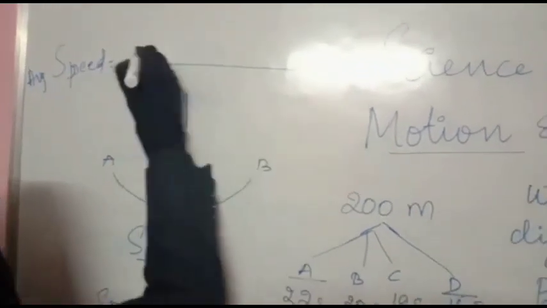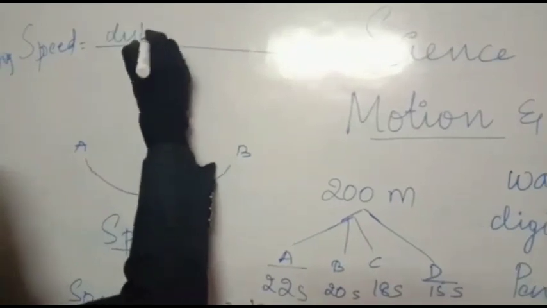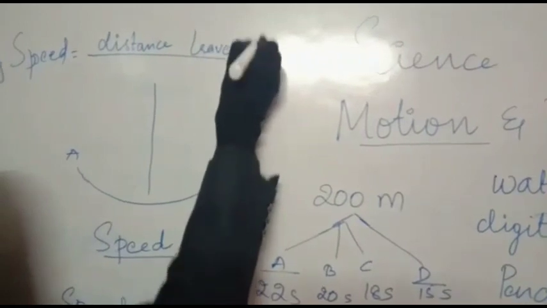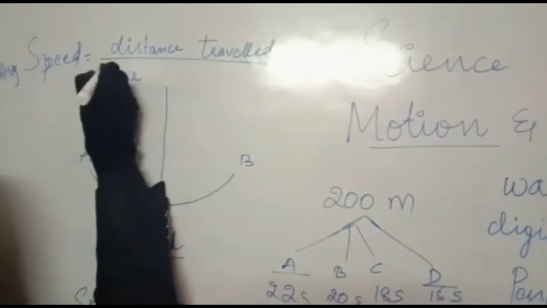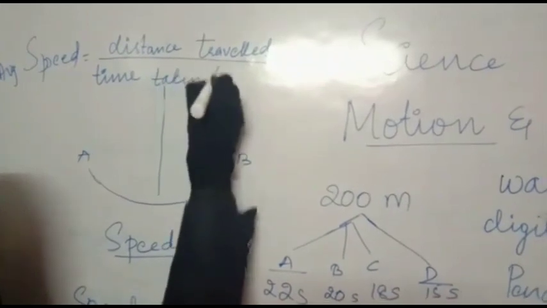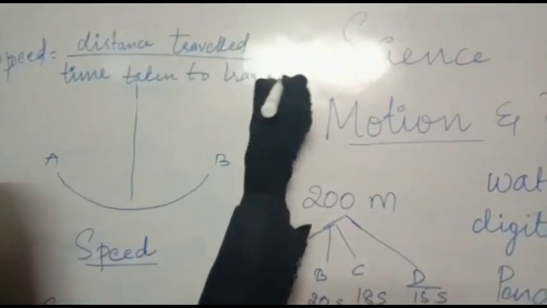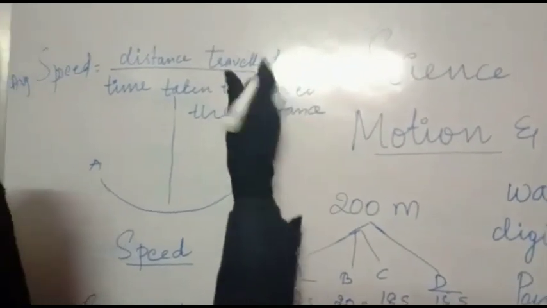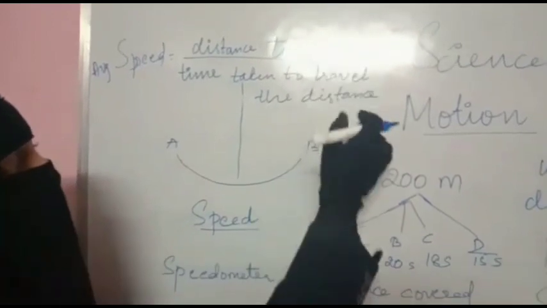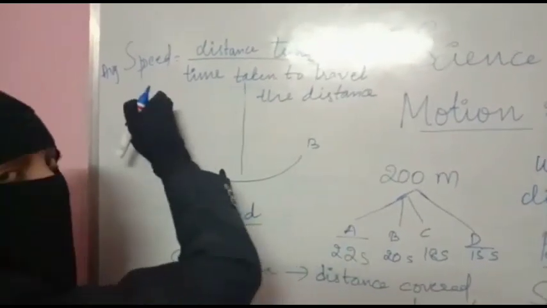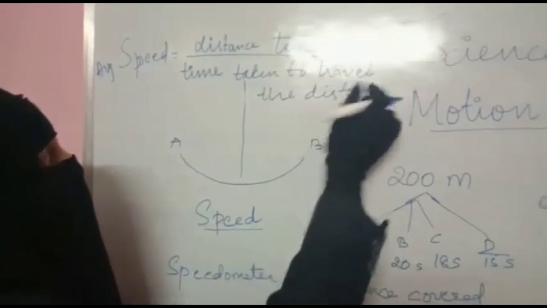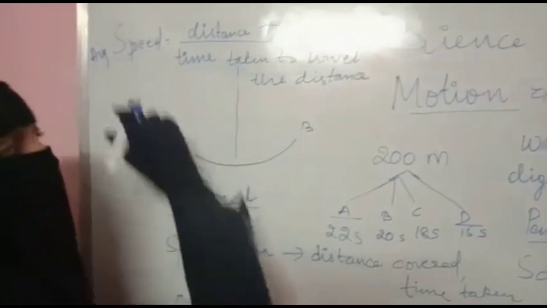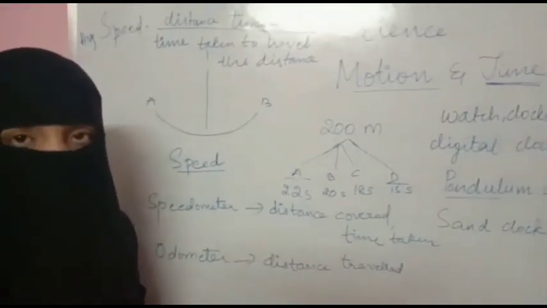Average speed equals distance travelled by time taken to travel the distance. See here, how much distance we are traveling will be mentioned above, and how much time is taken to complete this distance is written down. Average speed equals the distance travelled by an object by the time taken to travel the distance. By using this formula, you can find out the average speed of a vehicle.